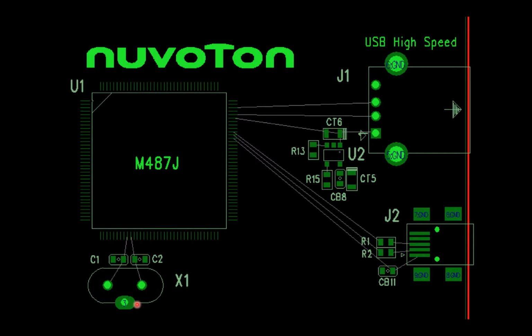Take NuMicro M251 for example. Let's take a look at the crystal X1 first. It is placed outside the pin 45 and 46 of M251, and when pin 45 and 46 come out, the crystal circuit is in there, and the next one is the circuit of USB.